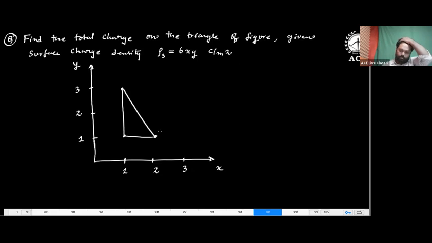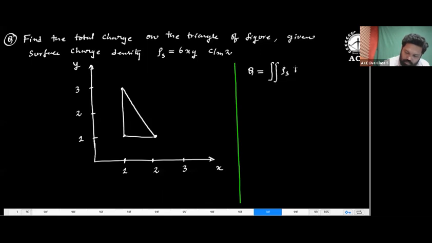Then what should I do? Integration. What kind of integration is this? It is a surface integral I should perform. What is the surface integral? Q is equal to surface integral of rho s into dA. But you need to choose the limits properly here.